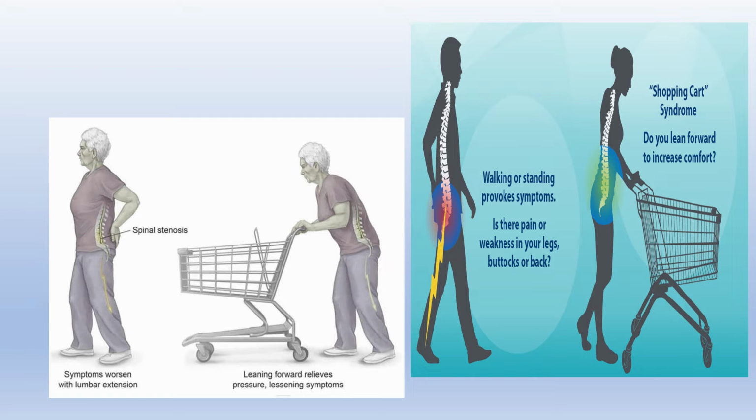Here we can see the shopping cart syndrome or shopping cart sign. In this sign, the patient might have difficulty during standing positions or during extension of the spine. The patient might have neurogenic claudication, or pain or numbness of both lower limbs. But when the patient leans forward, and even does heavy exercise while leaning forward, the patient will feel comfortable, and this relieves the symptoms of neurogenic claudication, such as pain, cramps, weakness, or numbness.